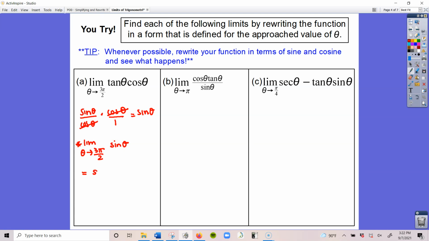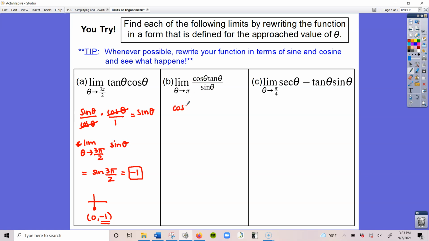Plug in the 3 pi over 2, we get the sine of 3 pi over 2, which on my unit circle, 3 pi over 2 is down here, which is the coordinate 0, -1. So the sine is equal to -1. Let's look at this next one here. We have the limit as theta approaches pi of cosine theta tangent theta over sine theta. Let's rewrite this in terms of sine and cosine only.